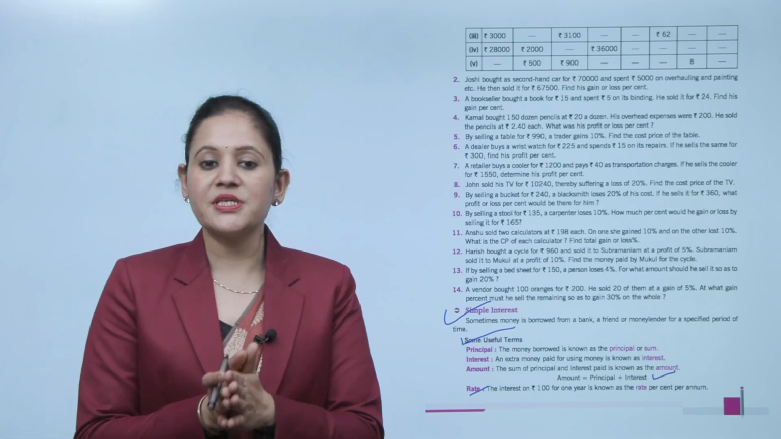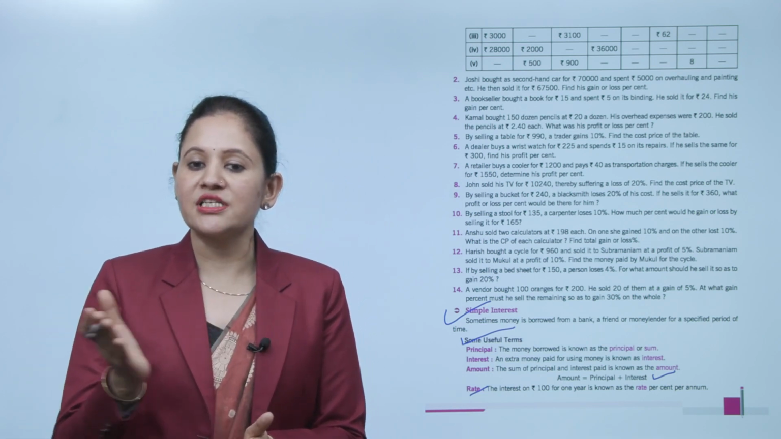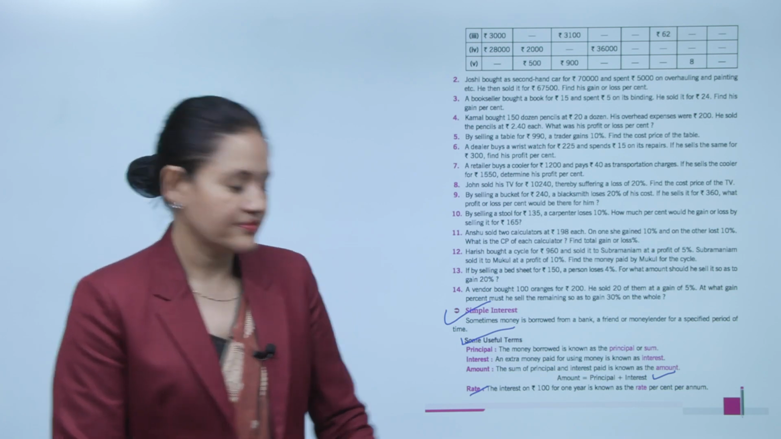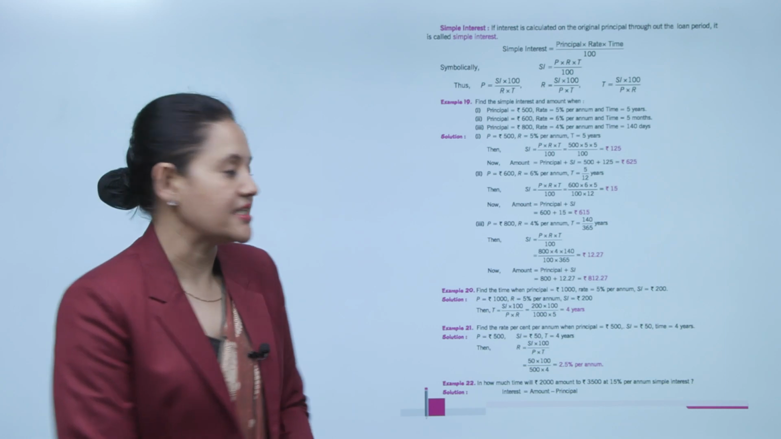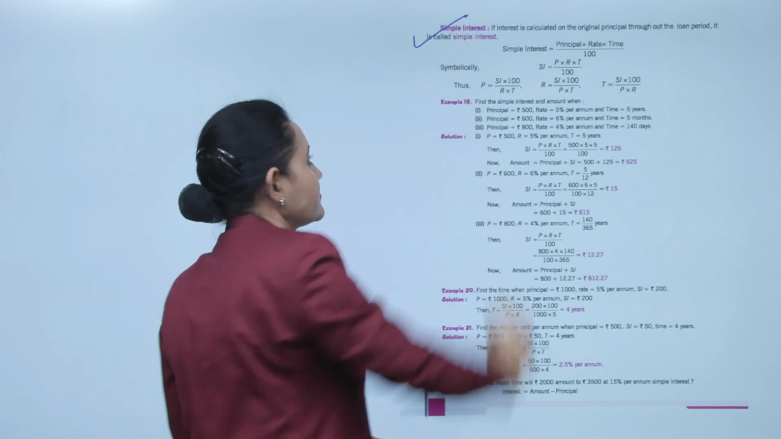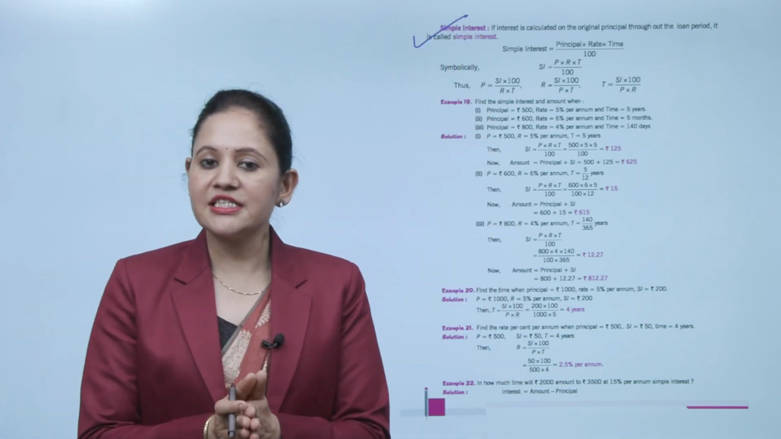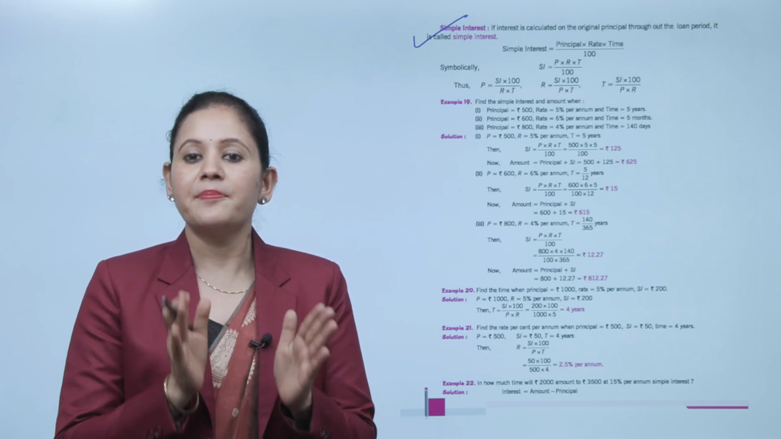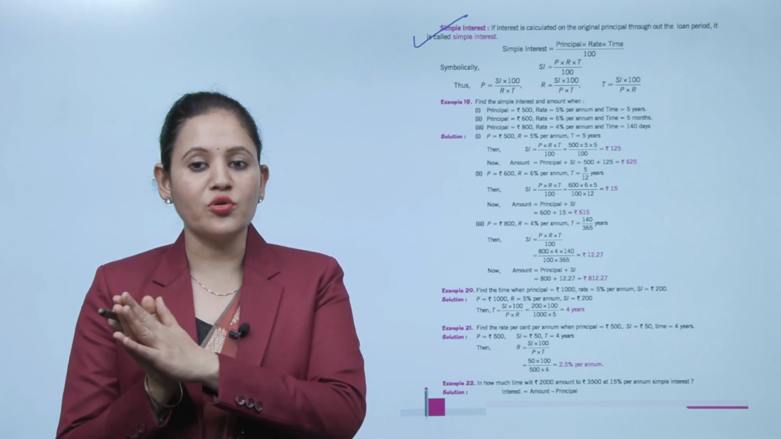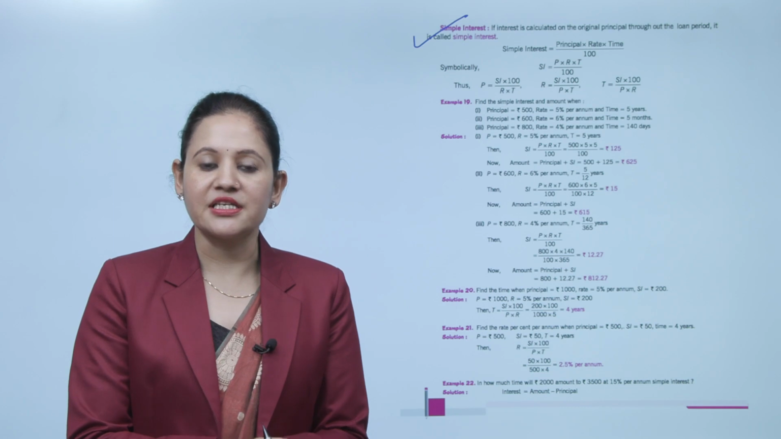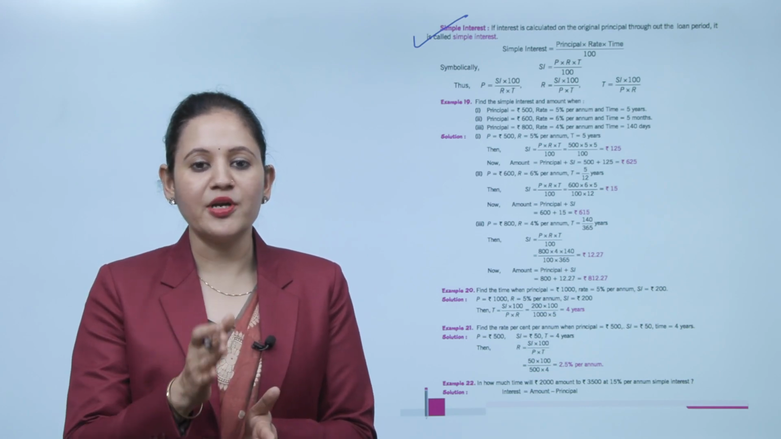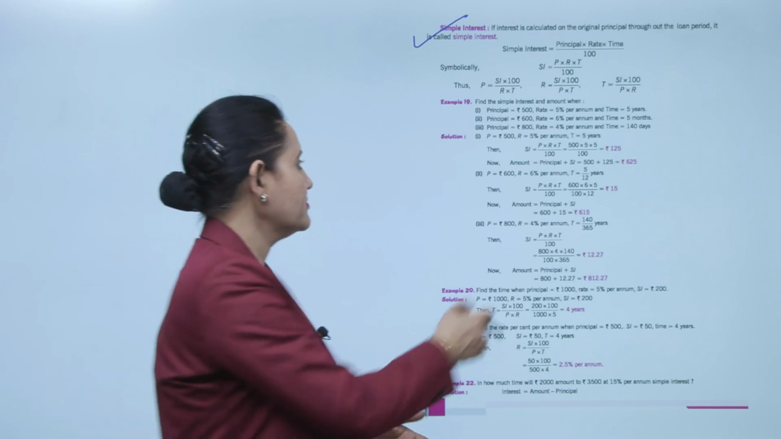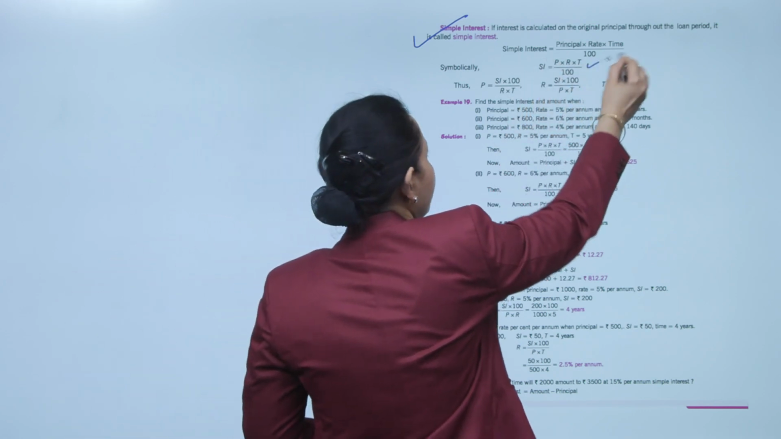The interest on rupees 100 for 1 year is known as the rate % per annum. Next is simple interest. If the interest is calculated on the original principal throughout the loan period, it is called the simple interest. Formula of simple interest: principal into rate into time upon 100. Simple interest equals P into R into T upon 100.